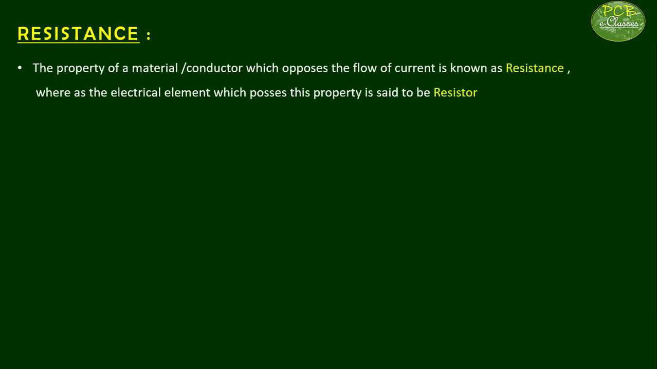What is resistance? Resistance is basically the property of a material or conductor which opposes the flow of current. It's a property, right? And the electrical element which possesses this property is said to be the resistor. Fine. So resistor is an element, resistance is a property. Now how is it denoted? We already know about it. It's denoted as R, whose unit is the ohm. It is also defined from Ohm's law as the ratio of the voltage to the current.